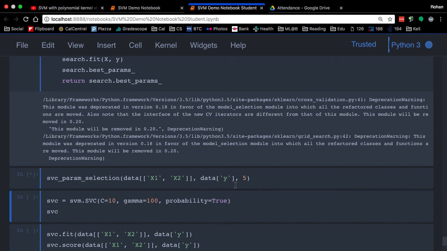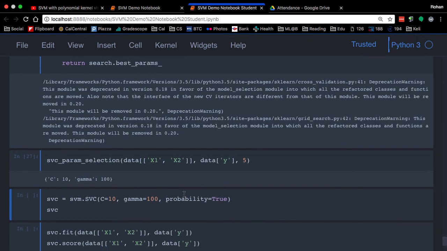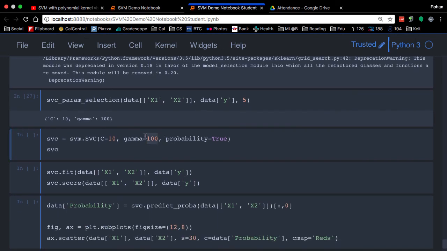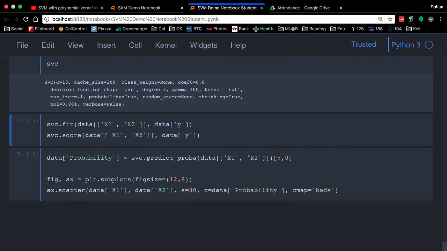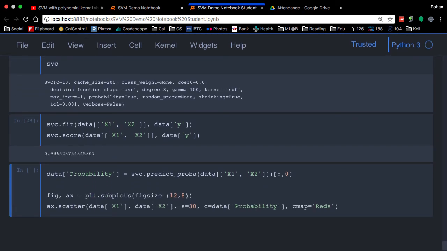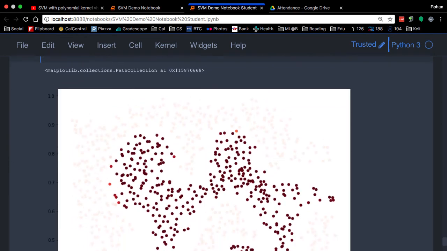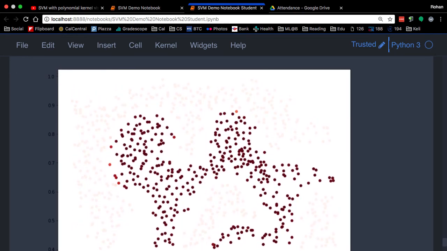Okay, so now we can run this cell, and it does parameter selection. It tells us the best ones are C is 10 and gamma is 100. So we can construct an SVC with C equals 10, gamma equals 100, and fit it to the data. Now we see, wow, we get about 99.6% accuracy. Then we can visualize it, and we see that we pretty much got everything right. There's one point over here that we missed, but other than that, we got everything right.